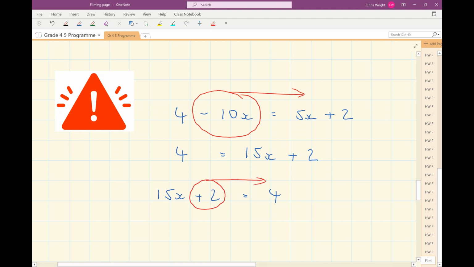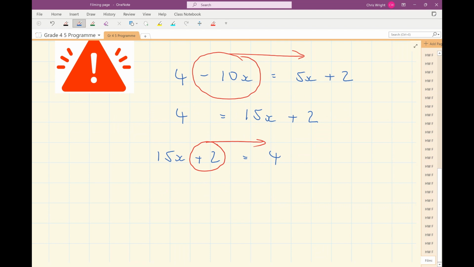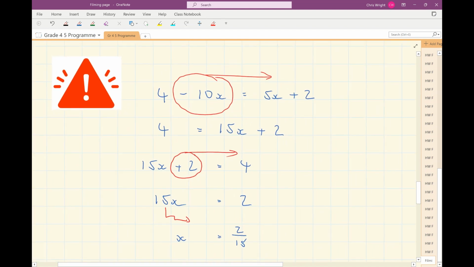Float and ping the plus 2. Remember, it's a minus 2. So 15x equals 4 minus 2 is 2. And escalate down the 15. So x is 2 over 15. There you are, 2/15. But beware, when you do these, assuming that you know to look for which side has the fewest x's, make sure you identify the correct side.